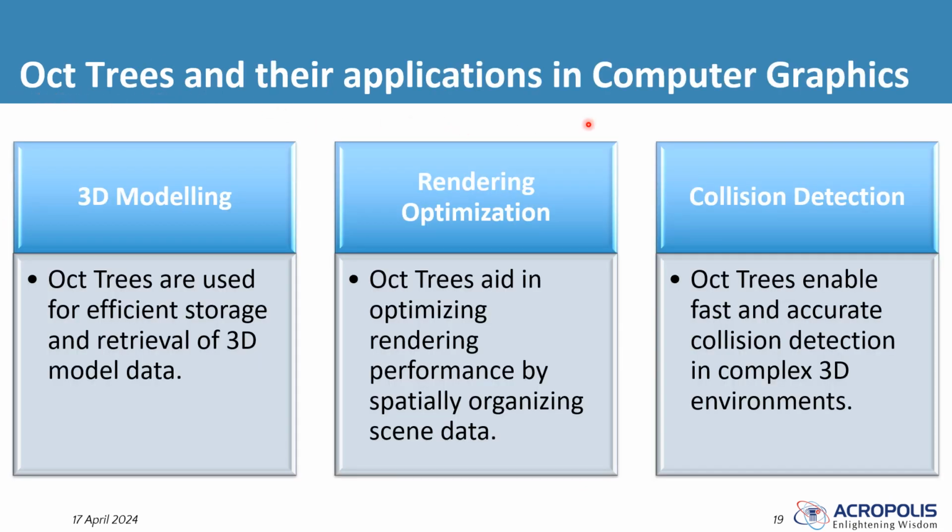Octree and their application in computer graphics. The first application of Octree in computer graphics is 3D modeling. Octrees are used for efficient storage and retrieval of 3D model data. The second application is rendering optimization. Octrees aid in optimizing rendering performance by spatially organizing scene data. And the third and final application of Octree in computer graphics is collision detection.